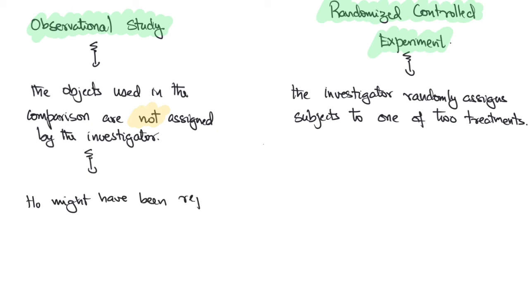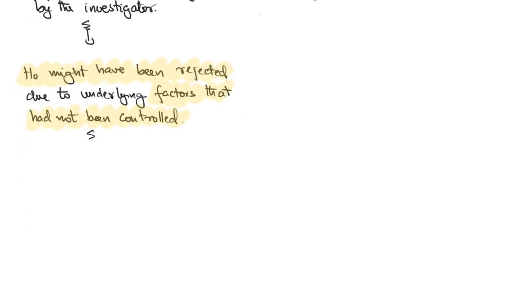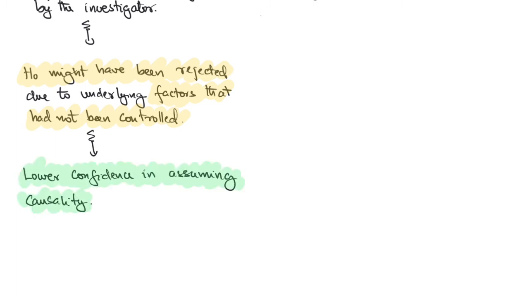that are being studied. So, in the context of the observational study, H0 might have been rejected due to some underlying factors that had not been controlled. As a result, we would have lower confidence in assuming causality. That is to say, the statistically significant difference that was observed in the test might not be caused by actual differences in the treatment options.